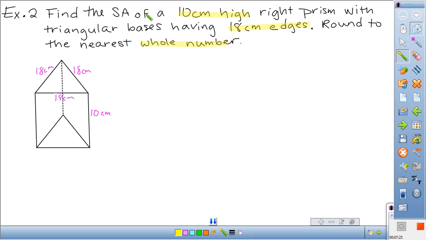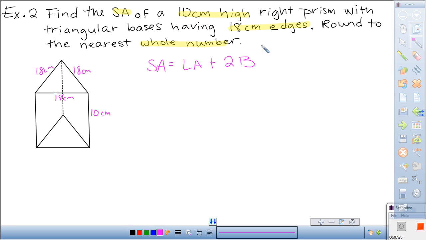So again, we're finding surface area, which means I'll start with my surface area formula. Surface area equals lateral area plus 2 times the area of the base. Remember that B stands for area of the base, and we multiply it times 2 since we have 2 bases. So surface area equals lateral area. That is the sum of the area of all the lateral faces.